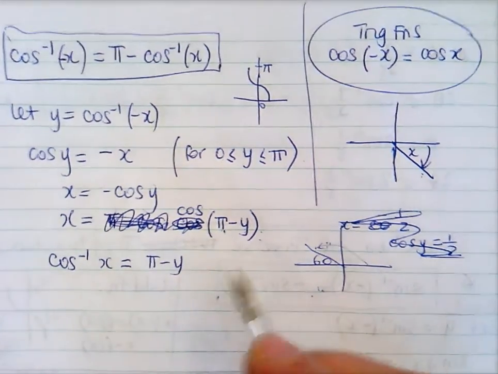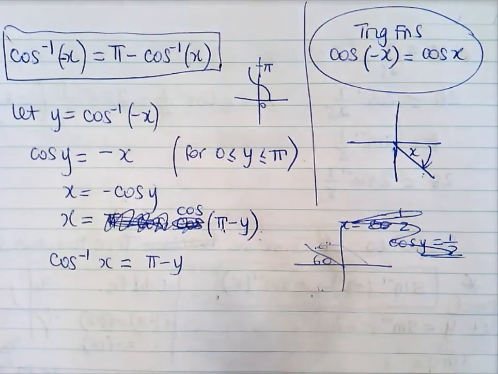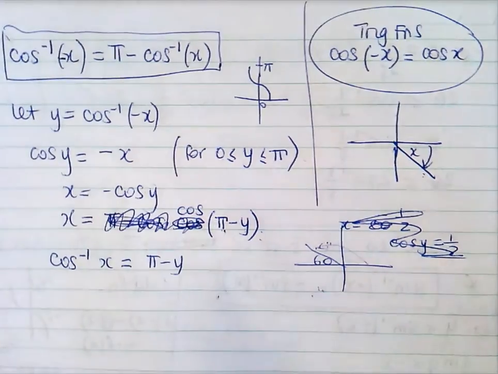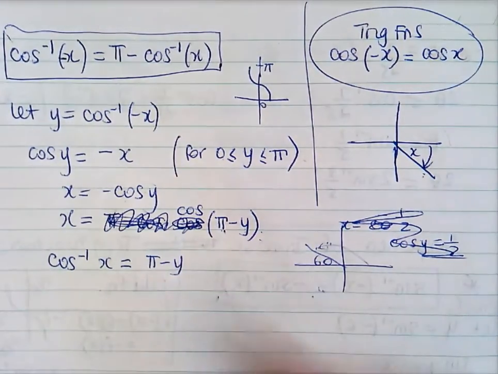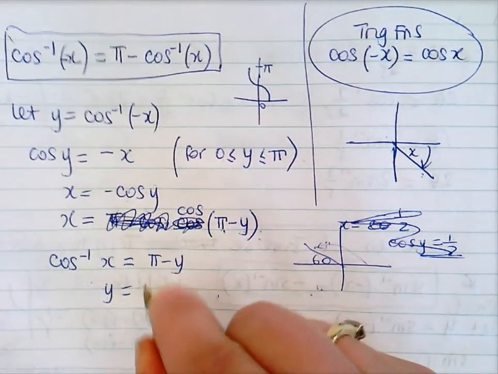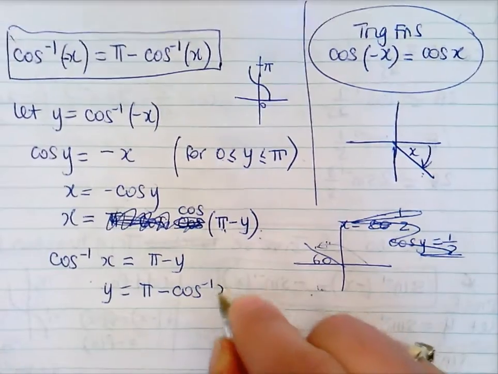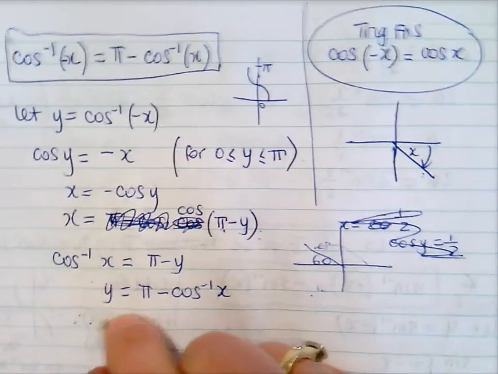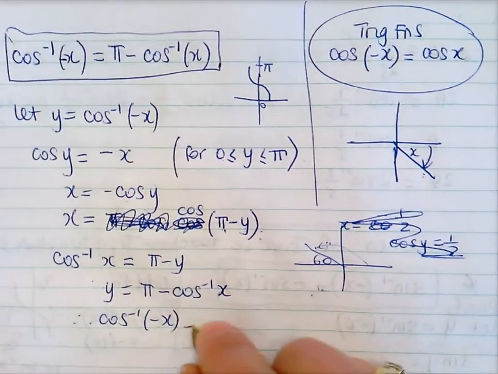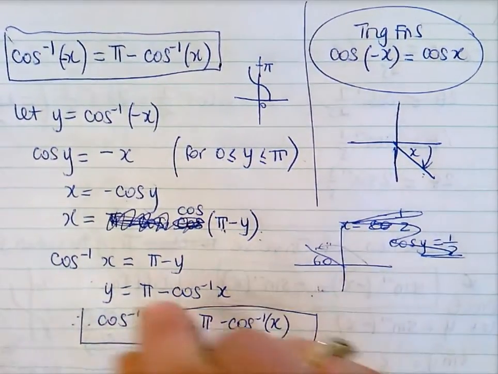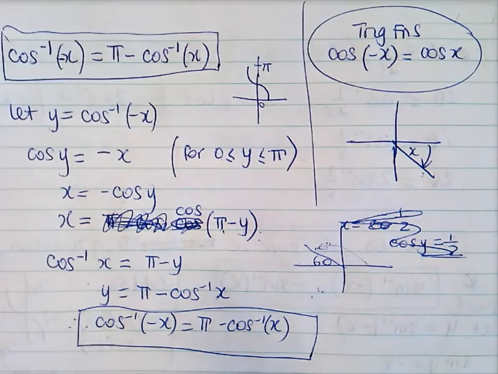Now, x is cos of pi minus y. The inverse, so therefore inverse cos of x is pi minus y. Which means that y, let me make y the subject, is pi minus inverse cos of x. Done. So therefore, inverse cos of negative x equals pi minus the inverse cos of x. Last rule. In other words, you're going to quadrant 2. Pi minus, always quadrant 2.